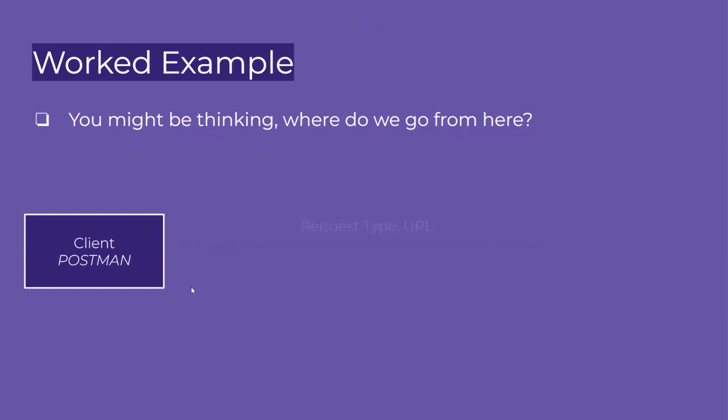There are two things I need to send this request. I need a request type, so I need to specify: is this a GET request? Is it a PUT request or a POST request? That needs to be specified. And since this is REST, I also need a URL. What is the address that I'm using?